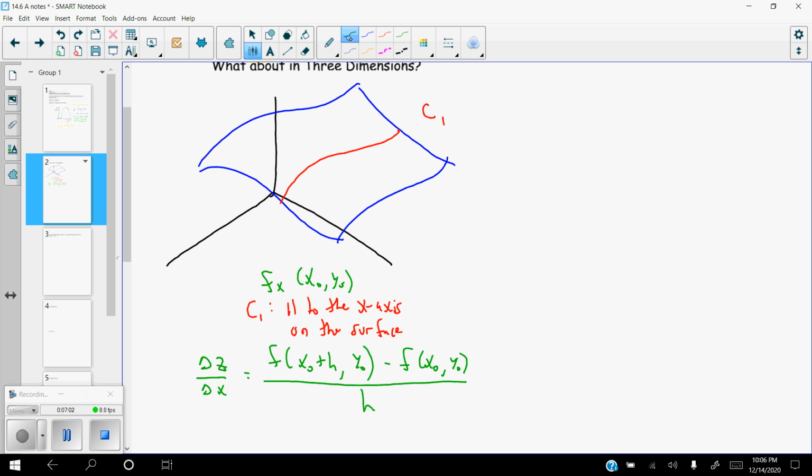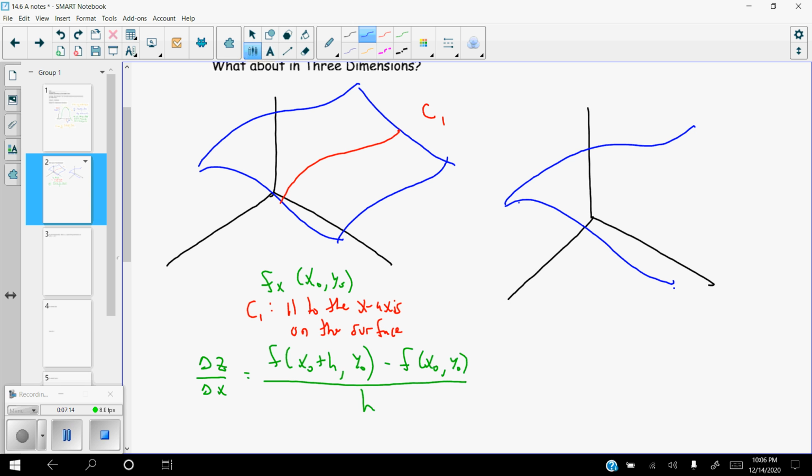Okay, and we can do exactly the same thing. Let me see how well I can actually draw this thing again. Something like that. Close enough. So then we've got some kind of a curve doing whatever it's doing. We'll call this C2, which is now parallel to the y-axis.